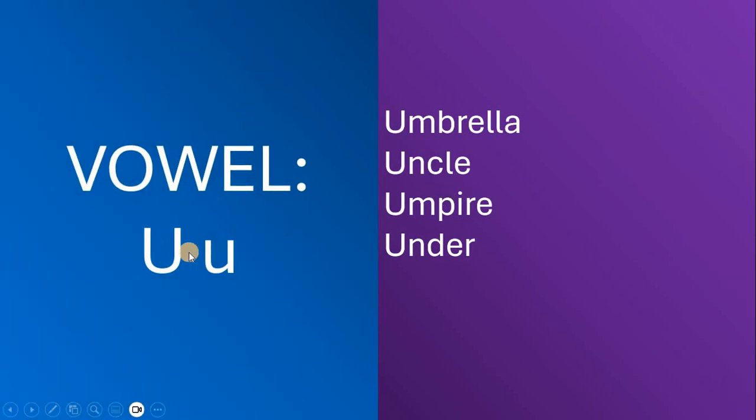Then we have u. This is the umbrella. Then we have uncle. That is the male brother. That is the brother of your father or mother. Then we have umpire. This is a person who officiates a netball, volleyball, or handball match. Then we have under. That is something that is below something.